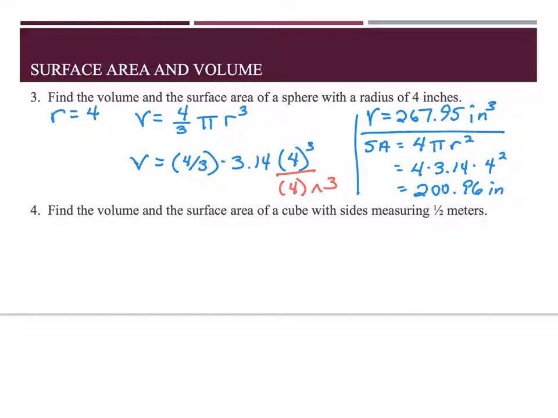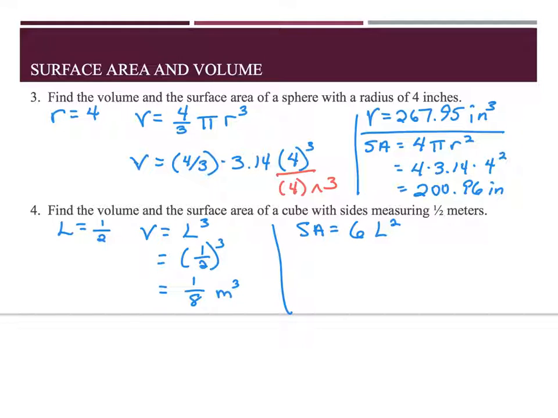I have a cube, and it tells me my side measures a 1/2 meter. I only need one measurement because every way I go on a cube, all the sides measure the same. The volume of a cube is just whatever the length of a side is, cubed. Well, if my side is 1/2 meters long, 1/2 cubed is 1/8, and my units are cubic meters. I want to do the surface area of a cube, that is 6 times L squared. 6 times 1/2 with a square on it. That turns out to be 1.5 square meters.